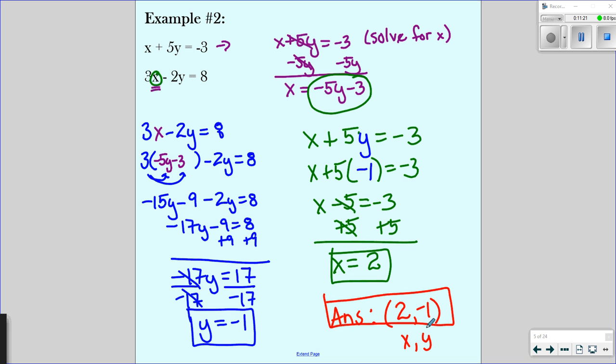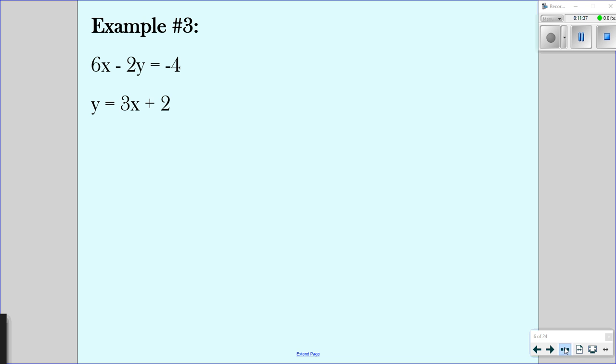And like I said, if you're not sure, take those points, plug it into one of the equations, and see if it comes out to be a true statement. And if it does, then you did the right thing. All right, let's do another one.